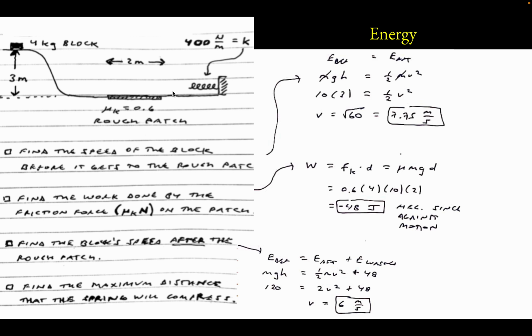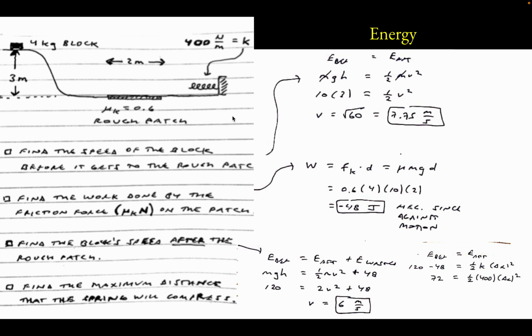Then finally, we're supposed to find the maximum distance the spring's going to compress. I would again handle it like E before is E after, but you want to be careful that the E before, let's take it as the kinetic energy before it hits the spring. So how much energy does it have before it hits the spring? Well, it had 120 at the top here, but then it lost 48 joules sliding across the patch. So it's only got 72 joules left before hitting the spring, and that is in the form of kinetic energy.